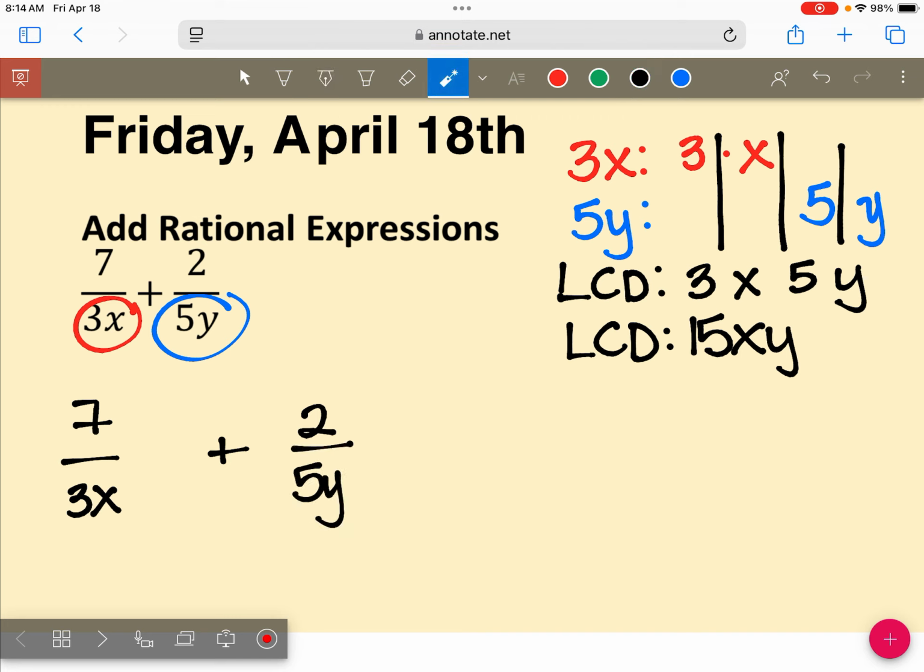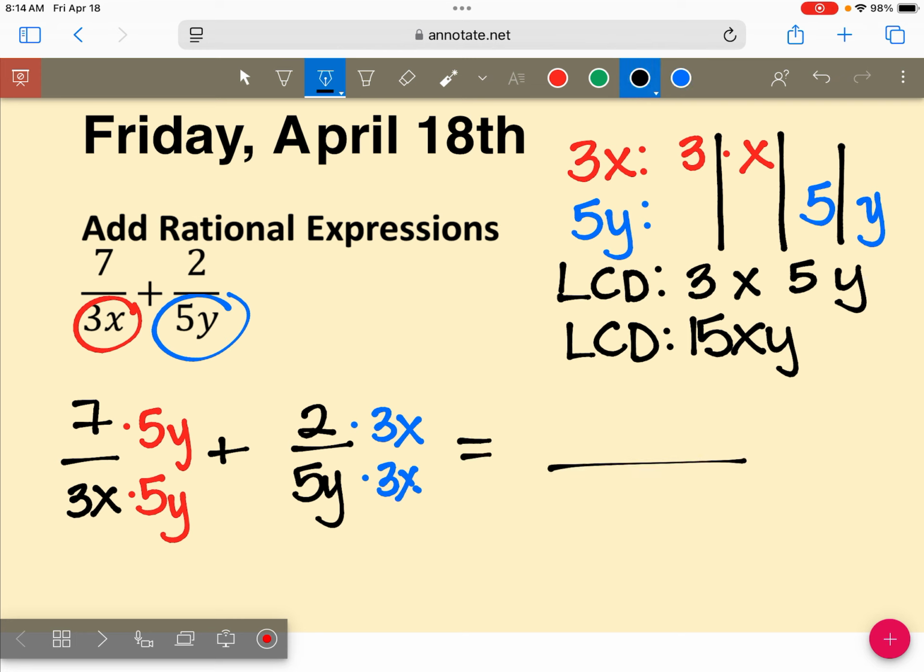All right, so this first one, 3x, in order to change 3x to 15xy, to go from 3 to 15, we have to multiply it by 5, top and bottom. And we also have to put that y there because that y is not there. The second fraction, we have to multiply that by 3x. Because when you do that, this becomes 15xy, and this becomes 15xy. Remember, these have to be the same, and now they are the same.